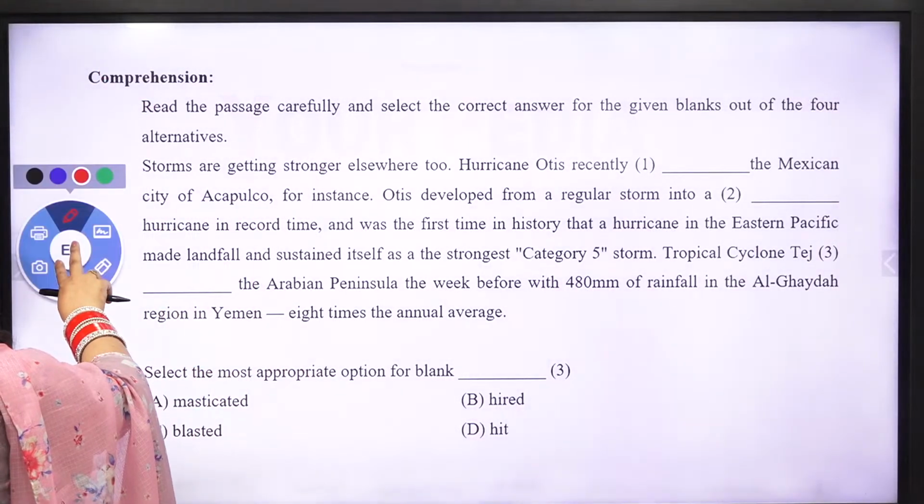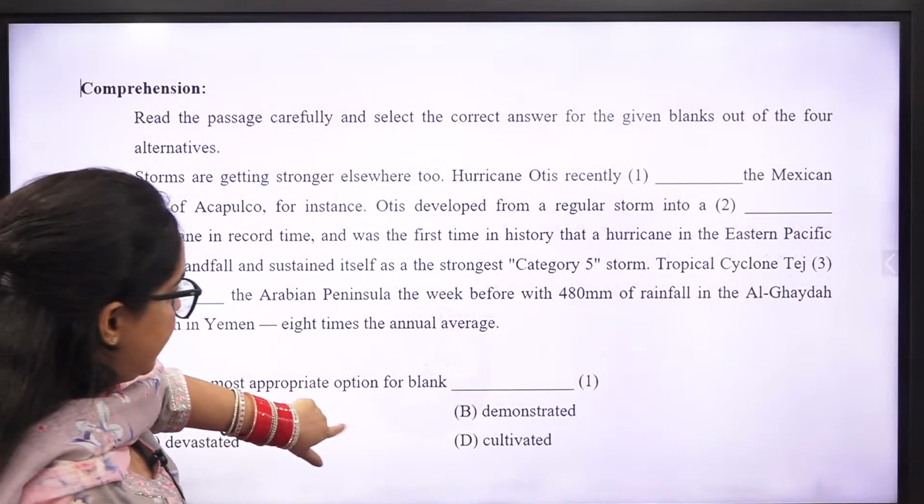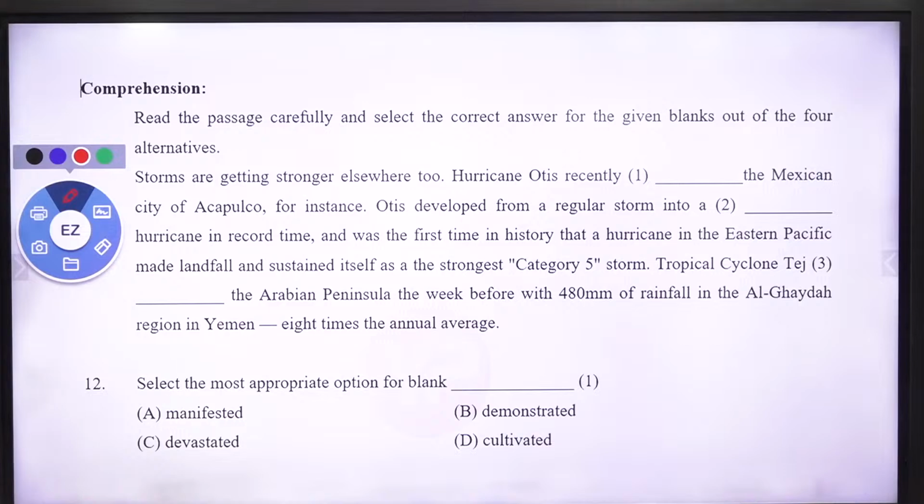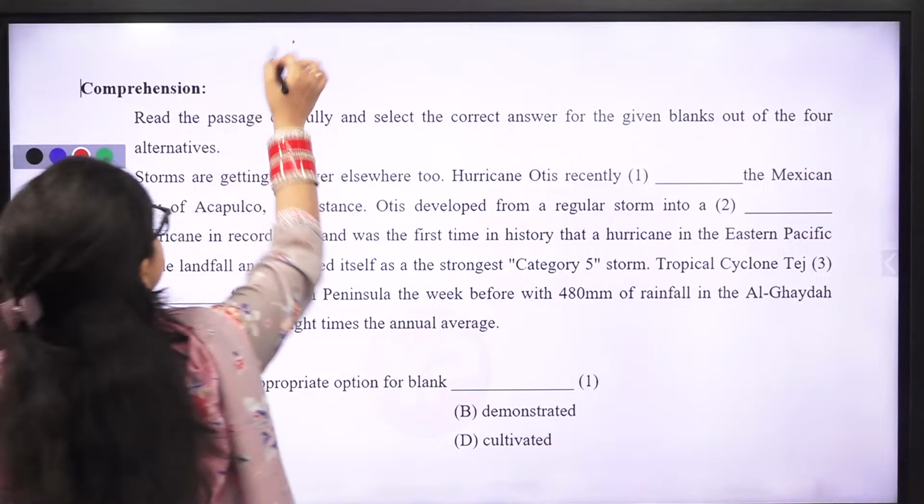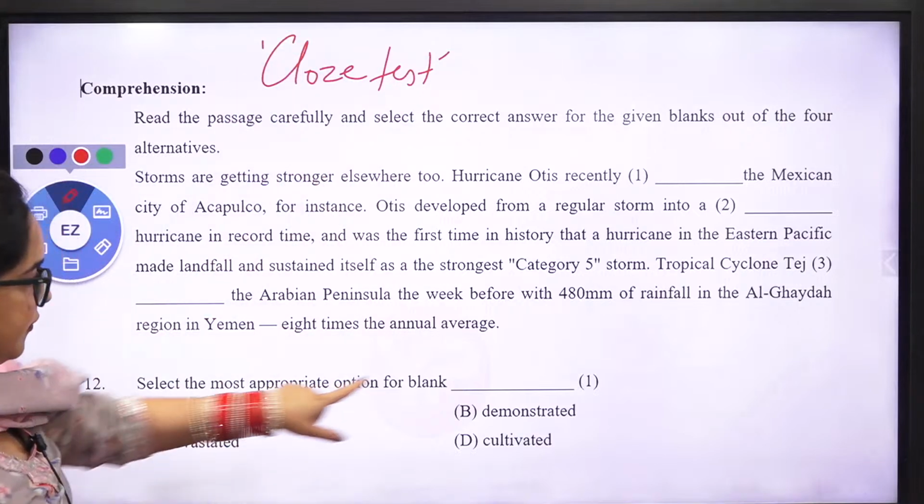Now let's start with the comprehension. Here we are to fill up the words. But I'll say, let's fill option 1 first. This is a passage. It is a kind of cloze test, and you have to fill the very first option.